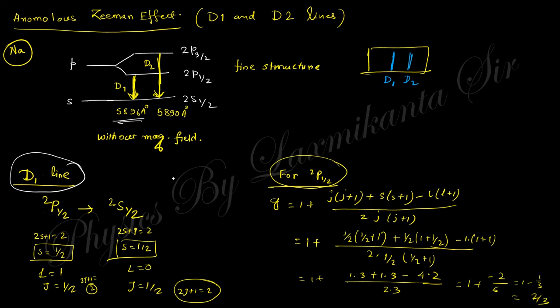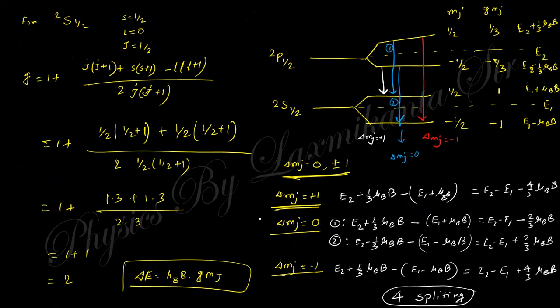In fine structure you will get these 2 wavelengths, but in the Zeeman effect this one frequency splits into 4 components. Delta mj equals to 0 gives you pi component, and the others give you sigma components. So there are 2 pi components and 2 sigma components. If you want to write down this pi component and sigma component, you can write it here like that.